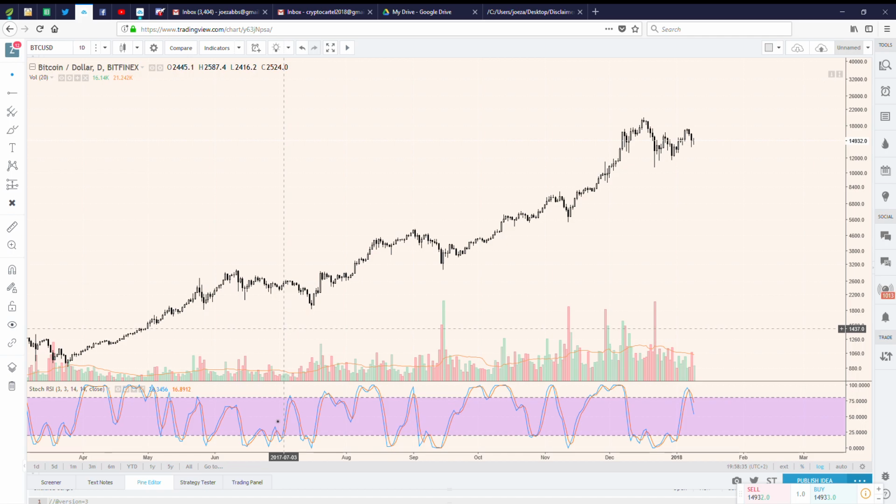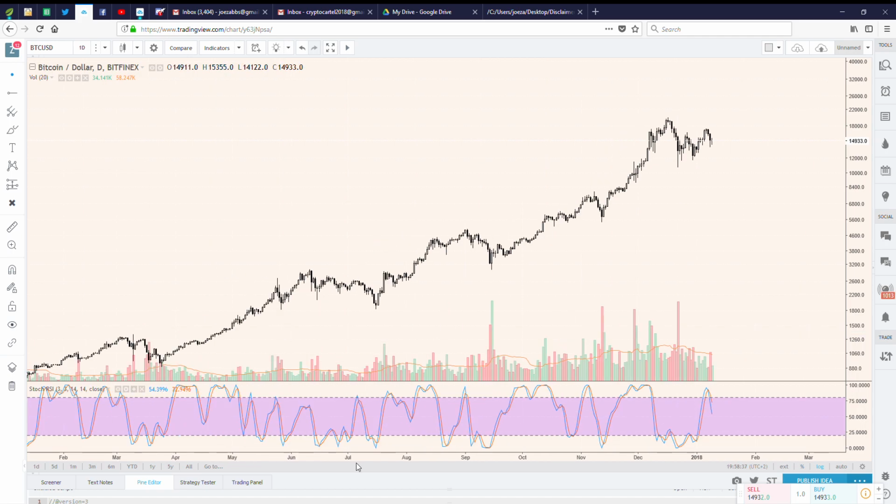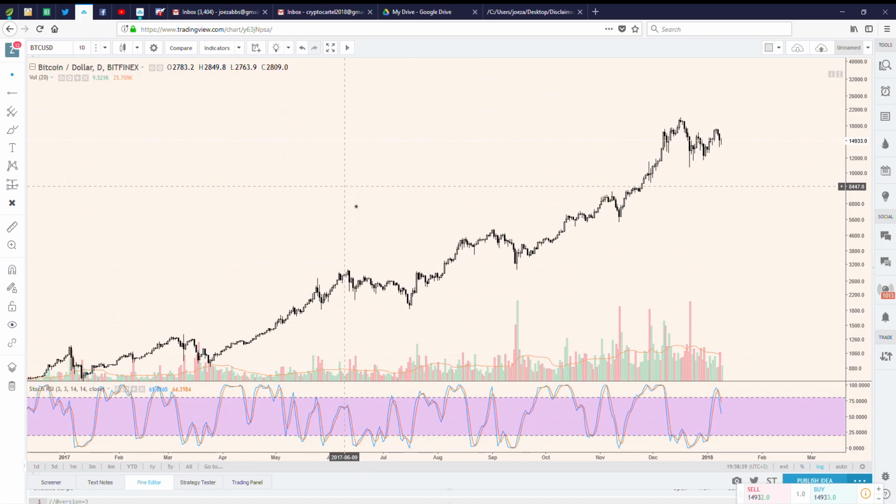Okay, so I'm going to be showing you guys the bullish trend lines and the bearish trend lines and what the differences are between them. And then I'll show you how to construct a channel and how to use the channel.